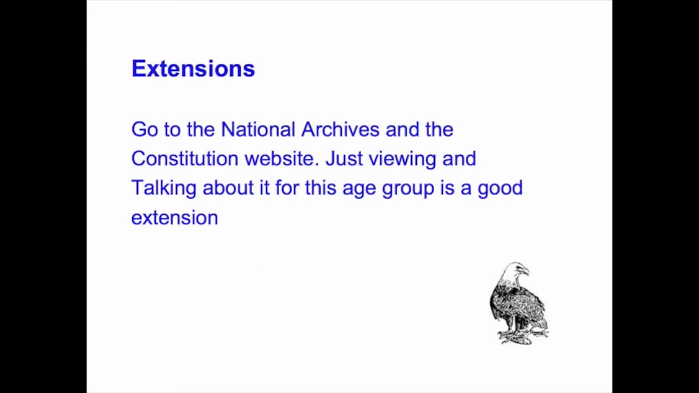And for extensions, you can go to the National Archives and Constitution website, and viewing it, talking about this for this age group is a good extension. A lot of times children, even older children, don't think about the fact that we live out west and the center of our country as far as the lawmaking, Washington, D.C., is in the East Coast, and there's a disconnect there. Get them on the National Archives site and just take a peek.